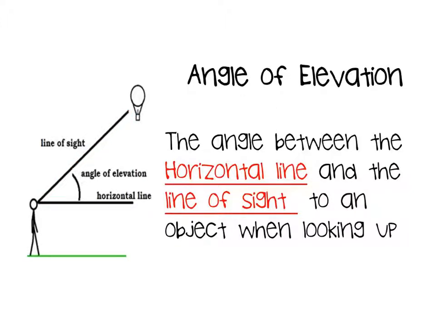This guy's line of sight goes from him all the way up to this hot air balloon that's in the sky. The angle of elevation is that angle between the horizontal line, so if he was looking straight across, and the line of sight from when he's looking up.